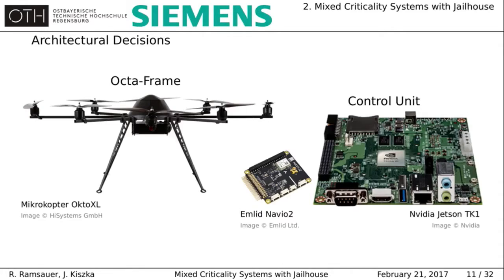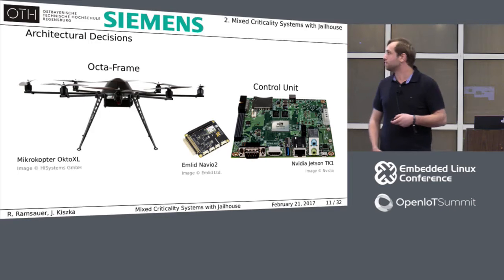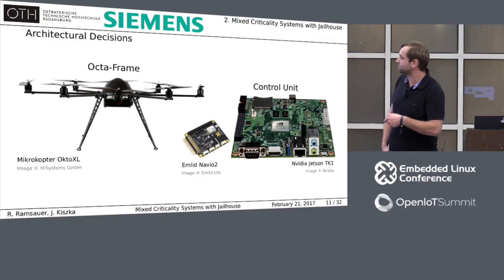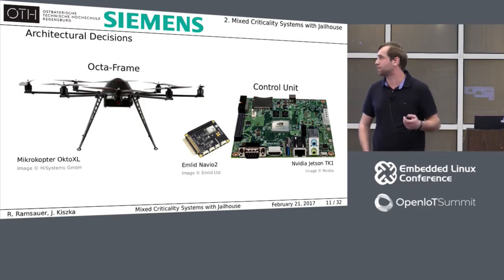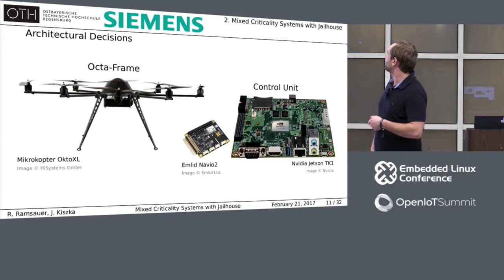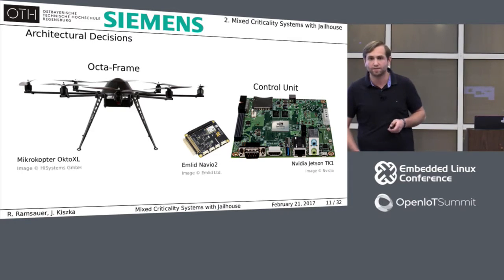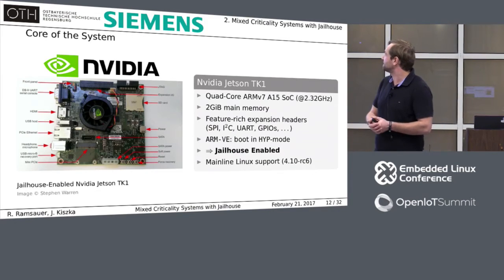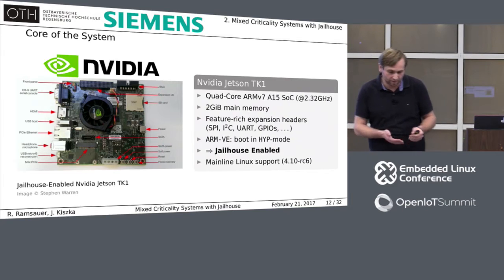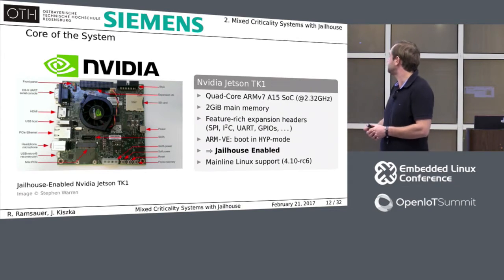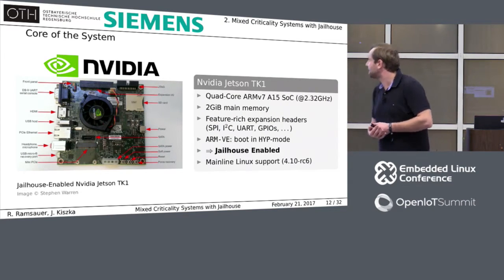So we dropped the original hardware and put our own hardware on top of it that consists of an AMLIT Nevio 2. This is just a sensor board. We have a GPS, we have accelerometers, we have compasses. All that we need is on top of that board. And then we have this. This is the core of the system. There is an NVIDIA Jetson TK1. And this one has quad-core ARM v7 32-bit CPUs. It comes with 2 GB of main memory.